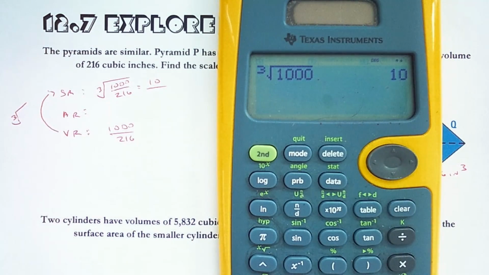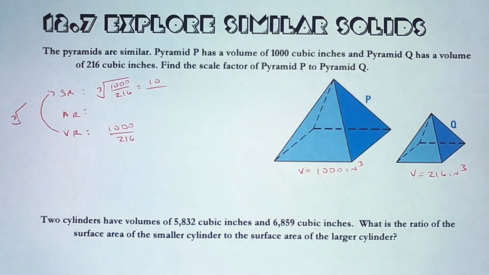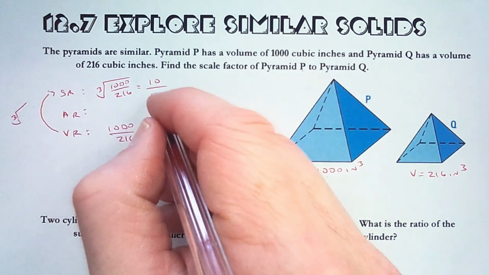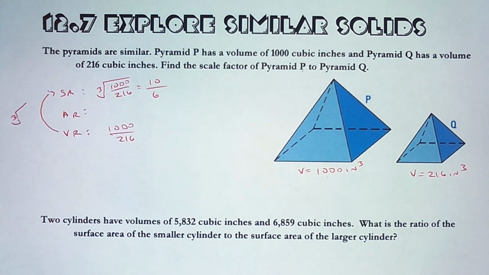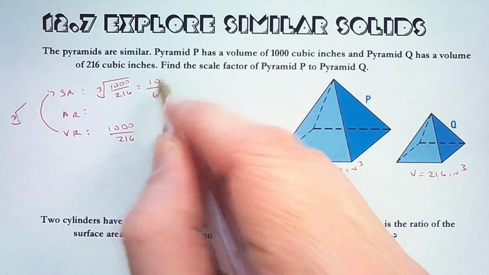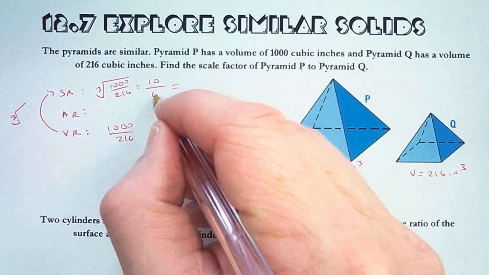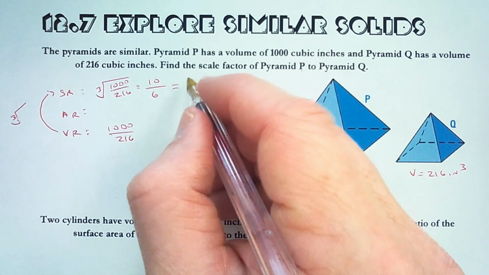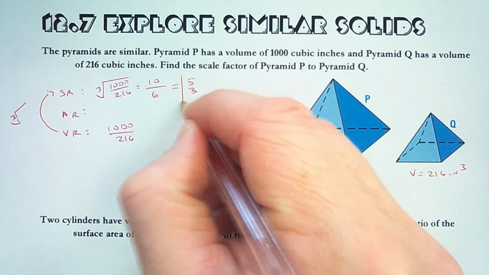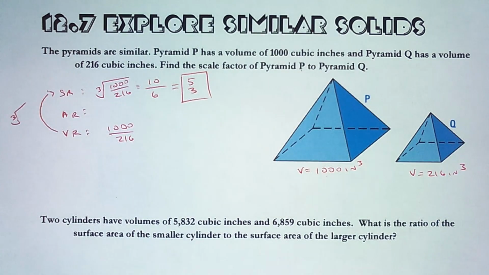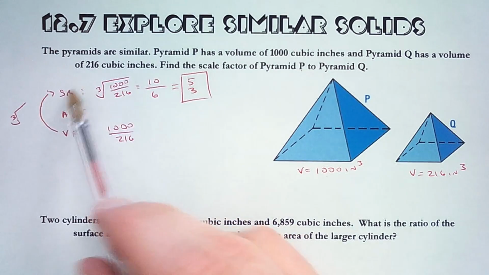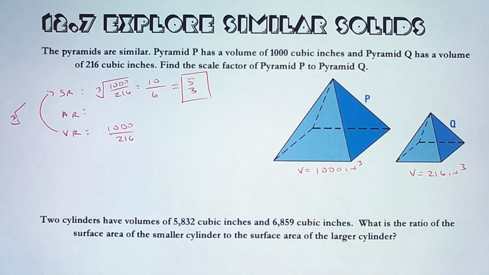And then again for the denominator, second and then x root. So we get the cubed root of 216, and that is 6. So 10 over 6 is our similarity ratio or our scale factor. Now we can simplify that, so we should do so. 10 and 6 are both divisible by 2, 5 times and 3 times. And there is our similarity ratio, also called the scale factor.